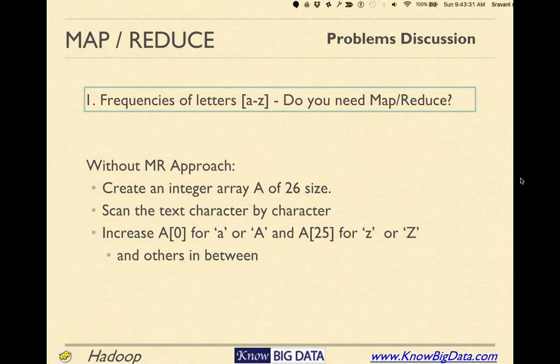All we are doing is maintaining an array of size 26. As and when we encounter small a, we increase a[0]. As and when we encounter z, we increase the 25th, and everything in between. So if the data is very small, this technique is good. But if the data is going into GBs, then these techniques may not help much.